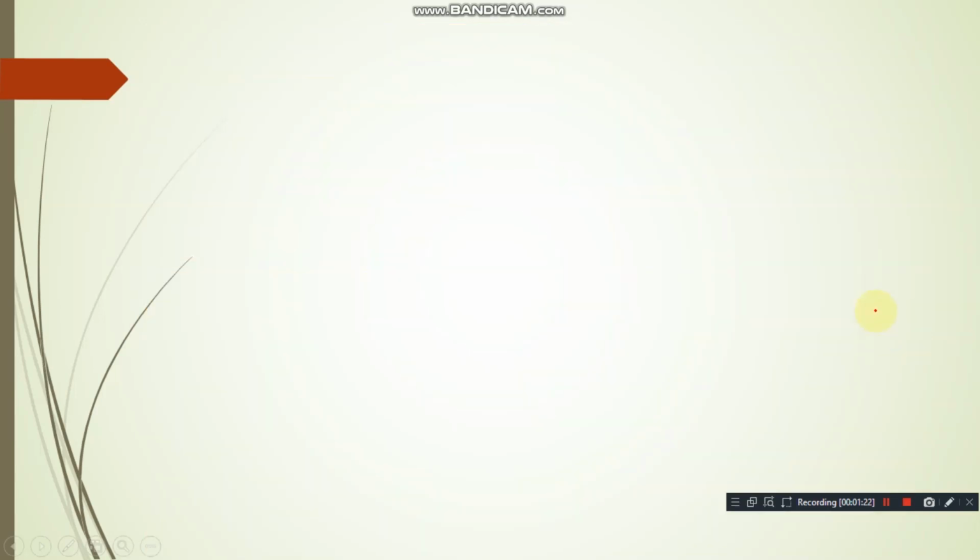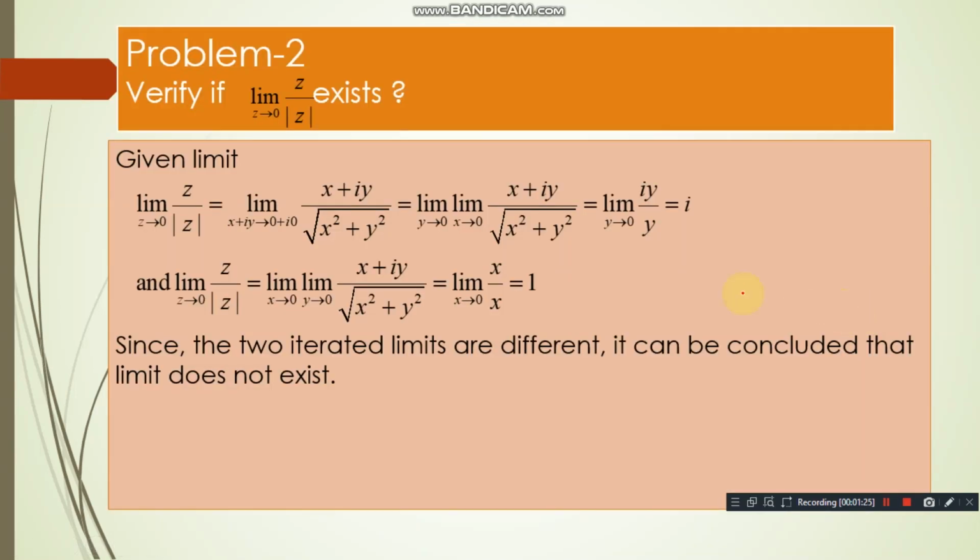Let us take one more example. This is z by modulus z. z is nothing but x plus iy, and we know that modulus z is the square root of x squared plus y squared. I am taking a new procedure here: limit as z tends to 0, where z is x plus iy, so x tends to 0 and y tends to 0. I am splitting it into two different limits, along x tends to 0 and along y tends to 0.